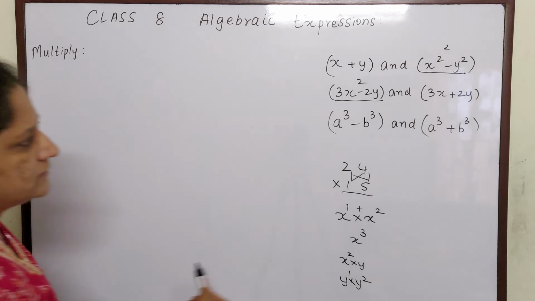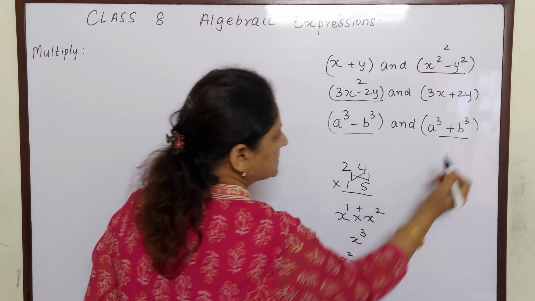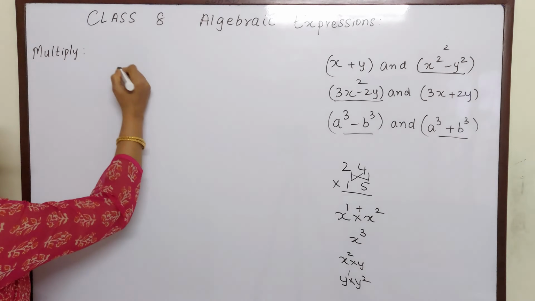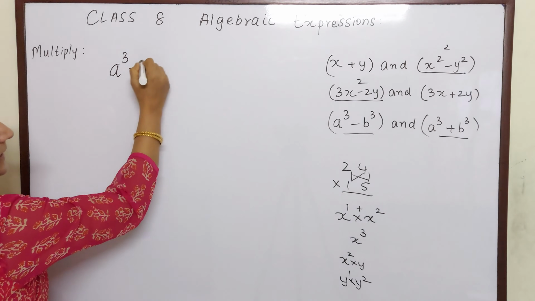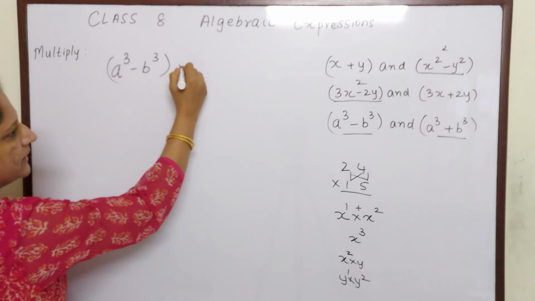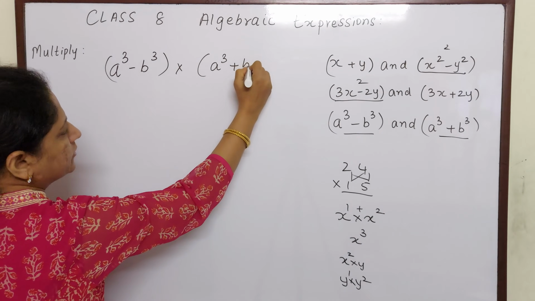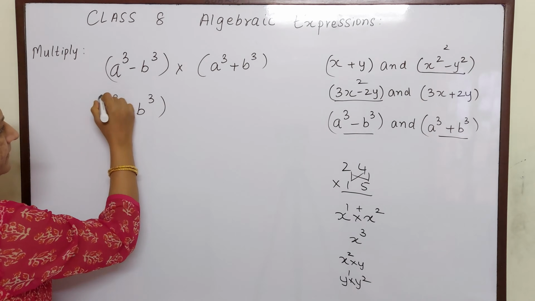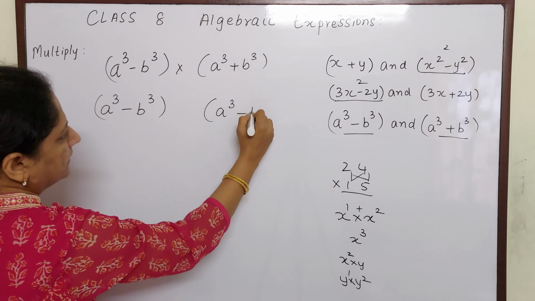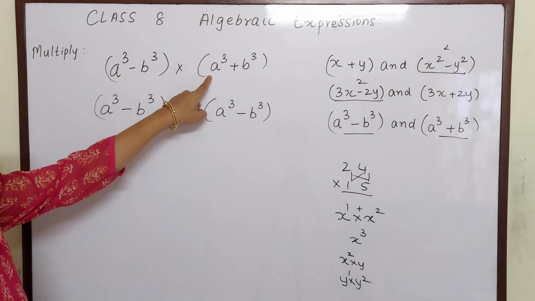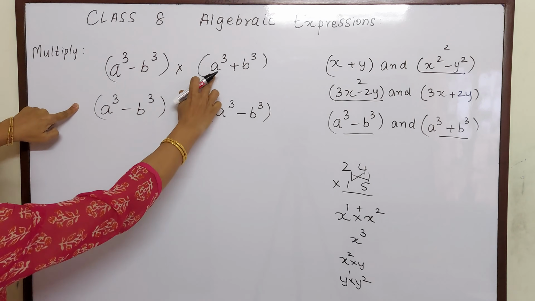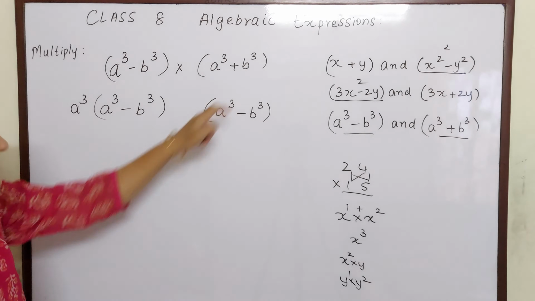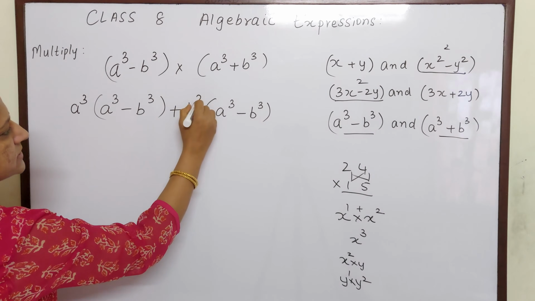Now in this sum, children, this is minus and this is plus. Which one will you take twice? Yes, you will take the negative one twice. So a cube minus b cube multiplied by a cube plus b cube. So I will write a cube minus b cube twice and distribute this properly. Here a cube will come. If I transfer a cube, what is remaining, children? Yes, plus b cube. I will write before this.